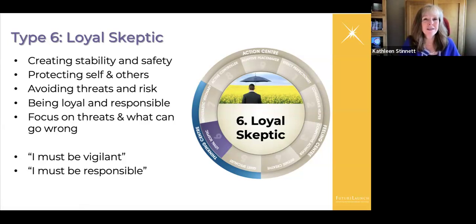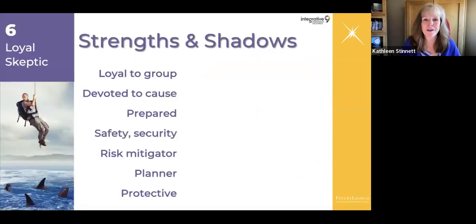And so our 6s tend to be planful. They put plans together and contingency plans together, and they feel hyper alert because they're paying attention to what could go wrong.